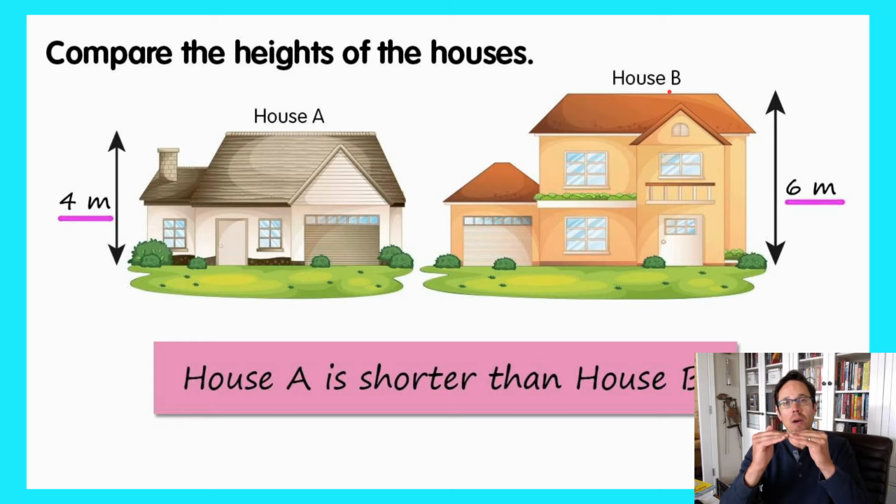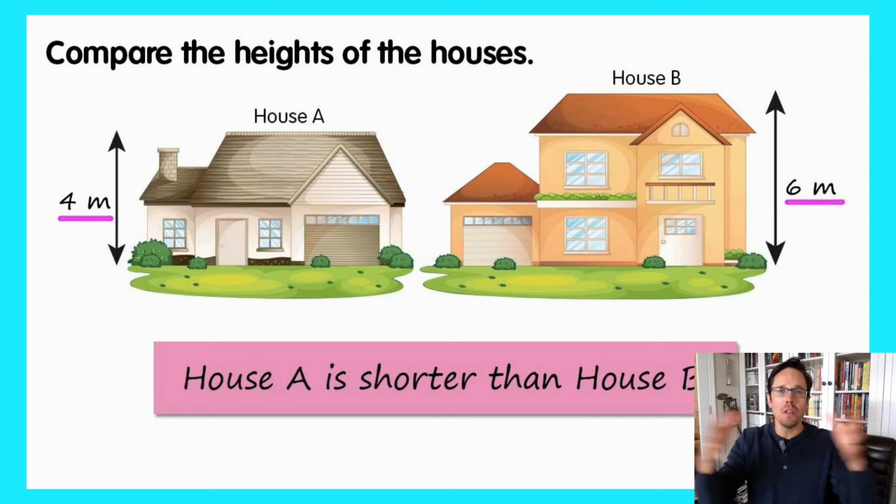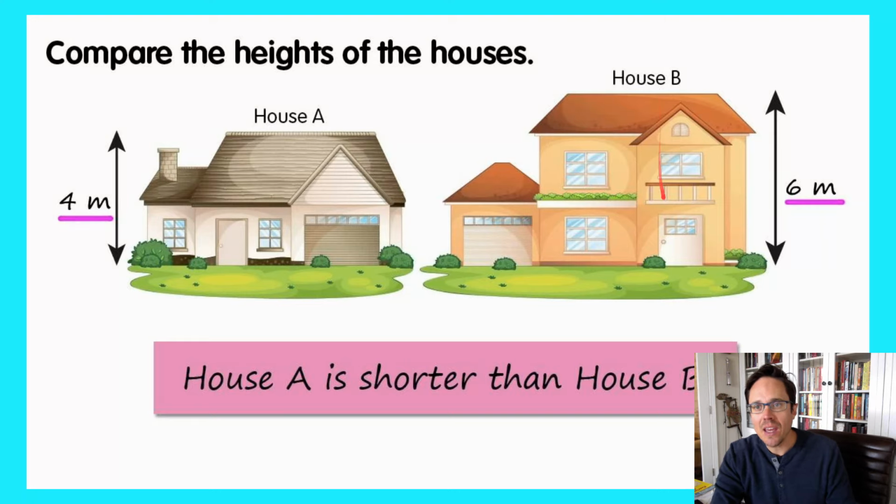So when we're talking about what is shorter as far as height, it's the same as length. There is a different word though. We don't say longest for how tall something is. We say tallest or taller. House B is taller than house A, or even the tallest out of house B and house A.